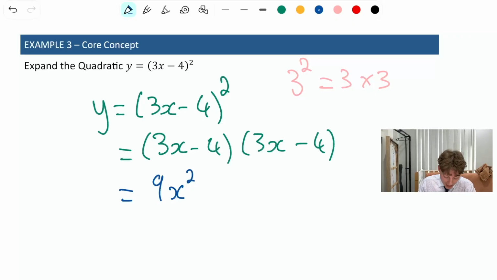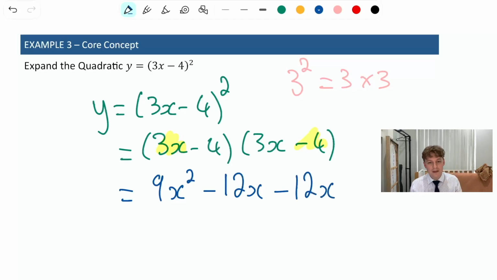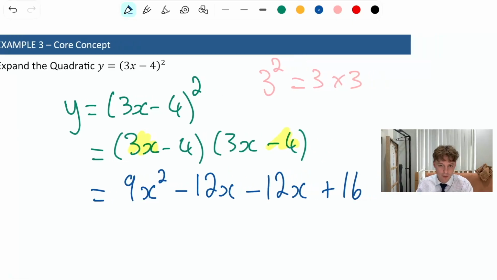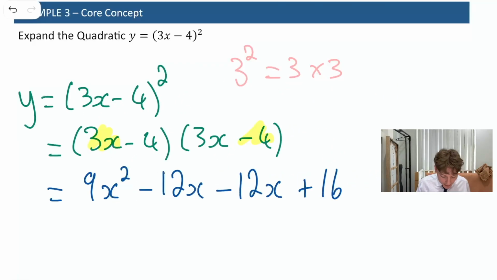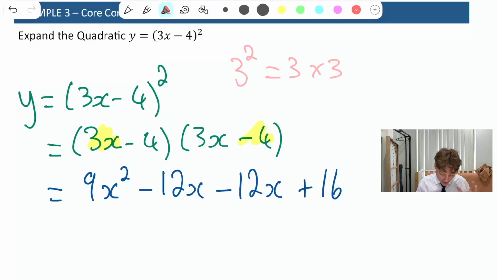I now multiply my 3x by my -4. 3x multiplied by -4 gives, well, 3 times -4 gives -12, and my x is going to stay. I now do -4 times 3x, and that's also going to give -12x. I do -4 times -4, that gives +16. And we notice the middle terms this time. Some people just look at this and think it cancels. Well, -12x is not going to cancel out.